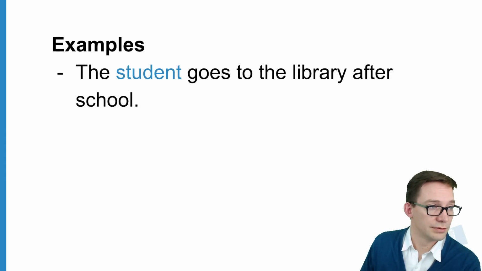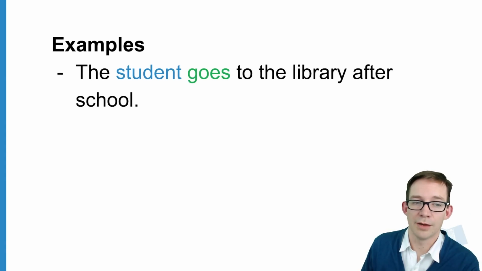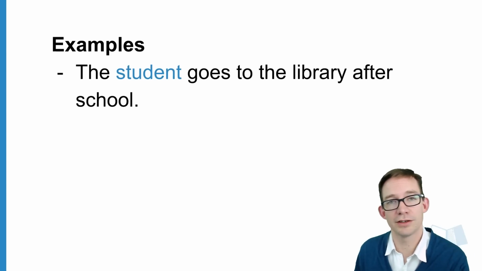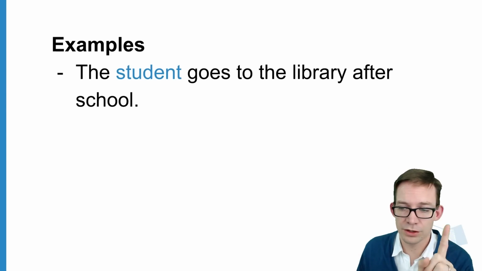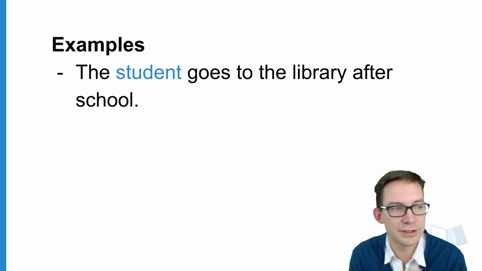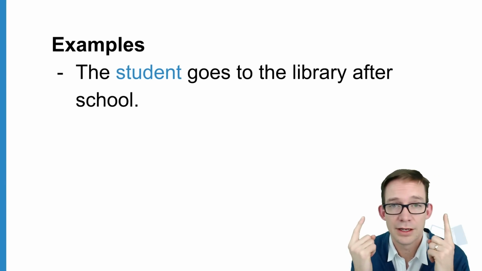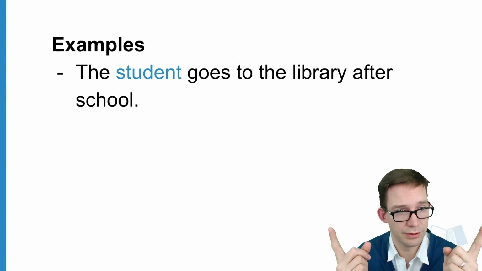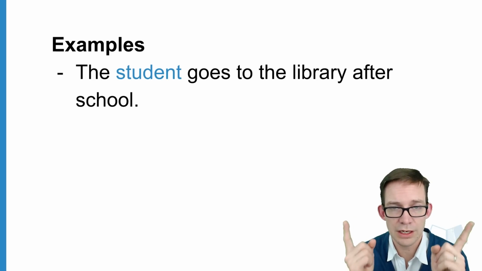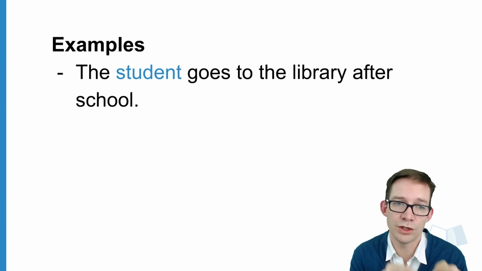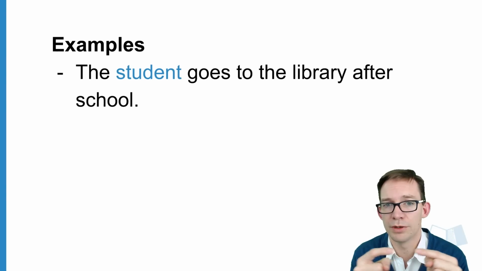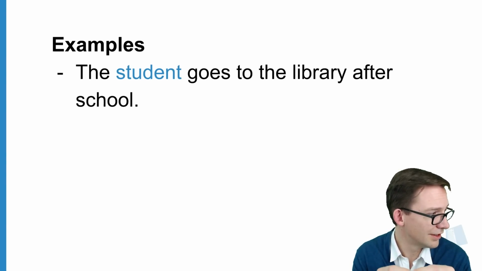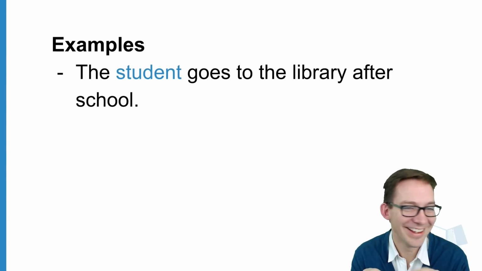The student goes to the library after school. Okay? Now student is the subject and student is singular. Now the good trick about subject-verb agreement is think about the pronoun. Okay? If you think about the pronoun that you would use, it can help you make sure that your subject and verb agree. So student is he or she.